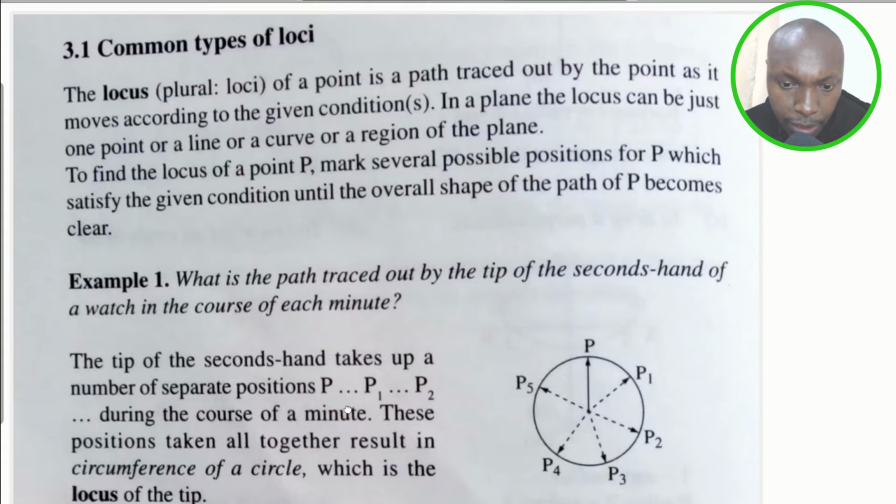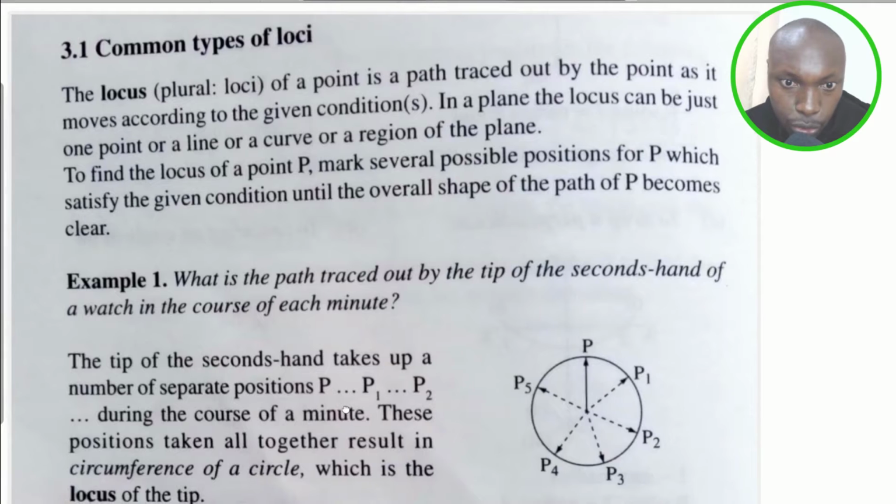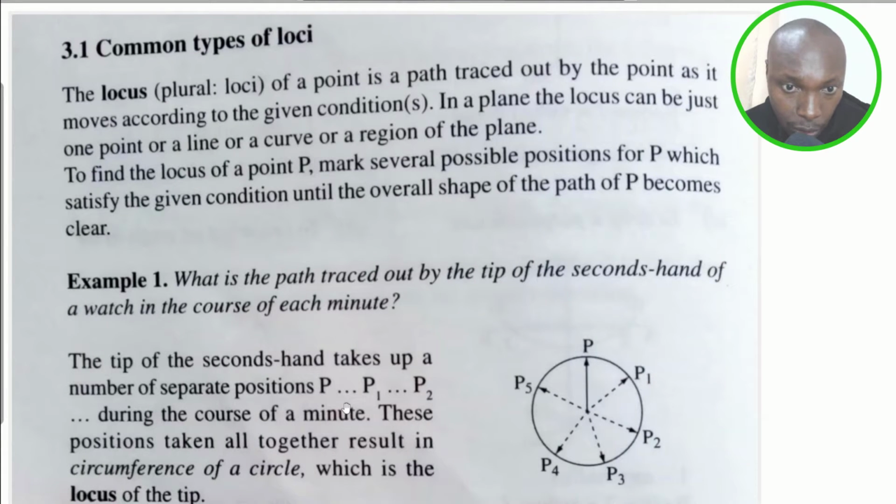Now, let us begin by going directly to the common types of loci. We're going to begin with the definition of this term, the locus. The plural of this word is loci. The locus of a point is a path traced out by a point as it moves according to some given conditions or rules. That is the definition. The locus, plural loci, of a point is a path traced by a point as it moves according to the given conditions or rule.